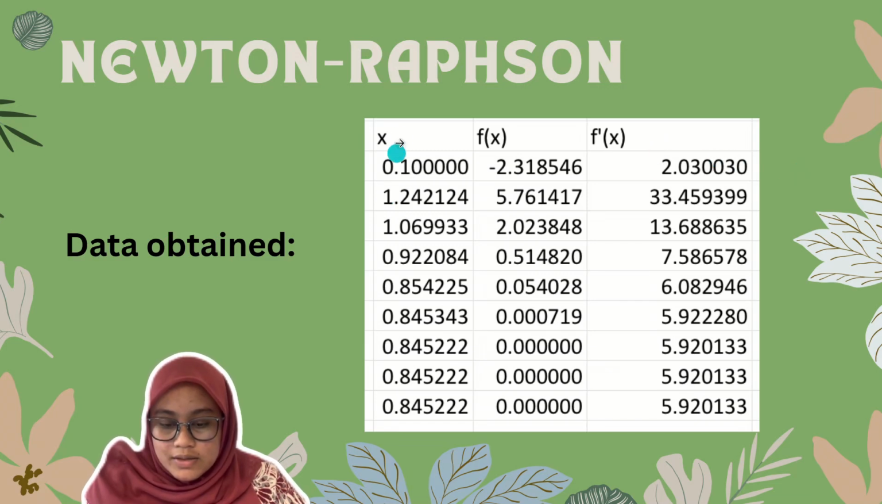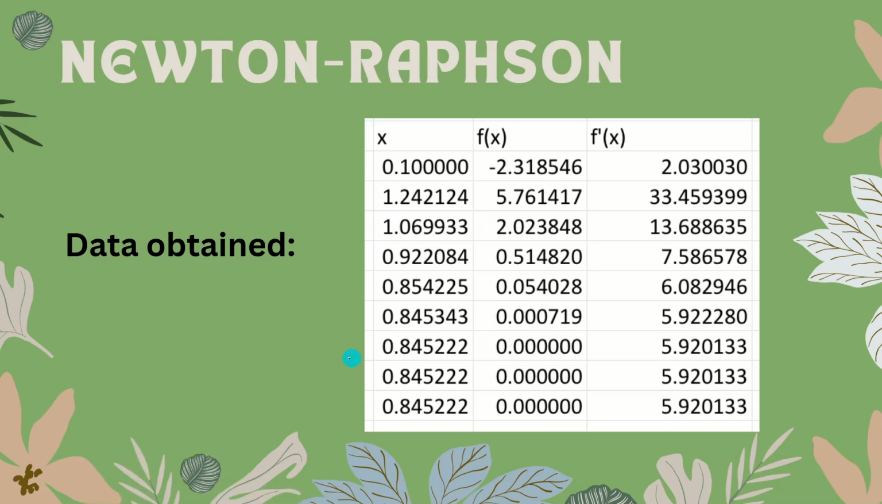And then in the x column, we use the Newton-Raphson equation, insert it here, and we get the final value of 0.845222.